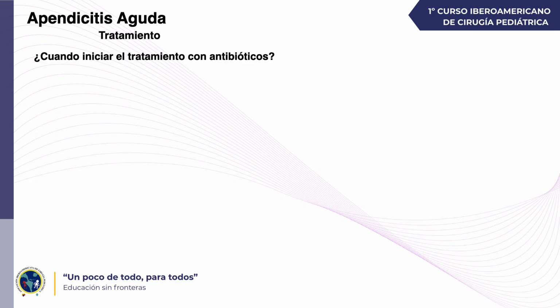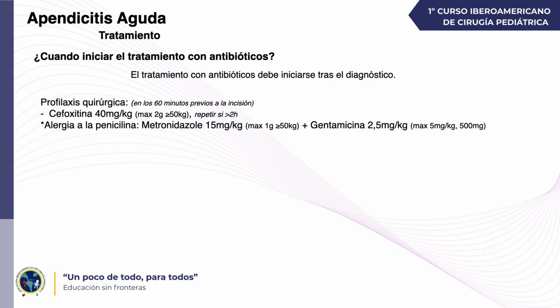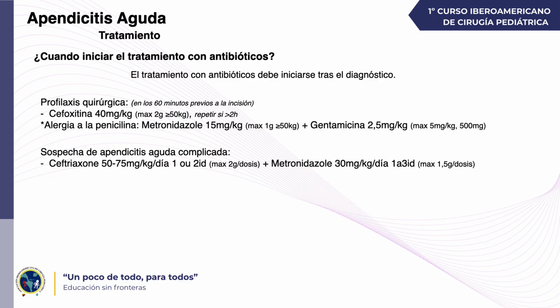So, surgery remains the cornerstone of the treatment as we spoke about, but antibiotics play an important supporting role. The question is, when do we start them? You should start them as soon as you make the diagnosis. As soon as you say it's appendicitis, you start antibiotics. For simple appendicitis, they are given as prophylaxis. In our practice, here in Portugal, we usually use cefoxitin, or in allergic patients, metronidazole and gentamicin. For complicated appendicitis, therapeutic doses are started, most often with ceftriaxone and metronidazole.